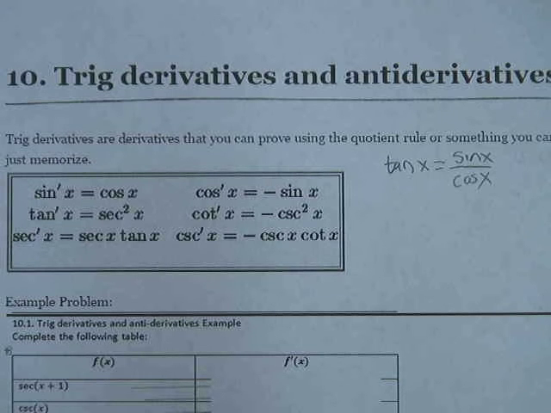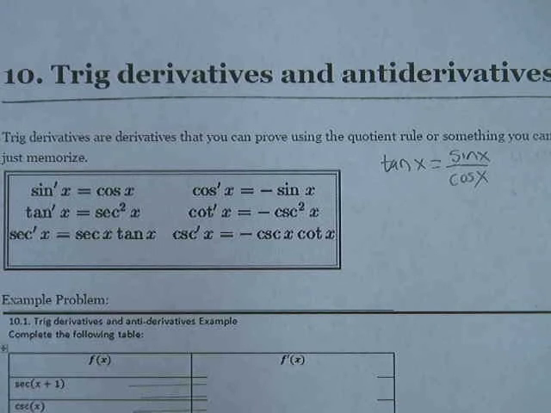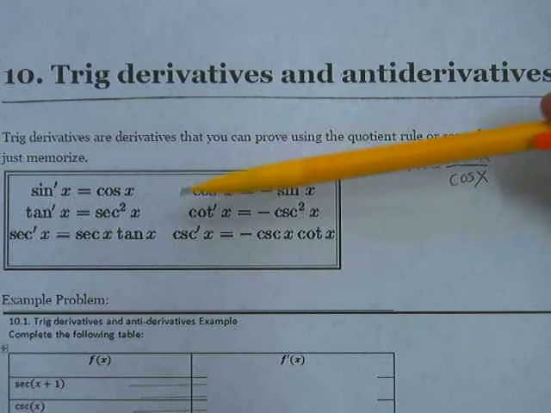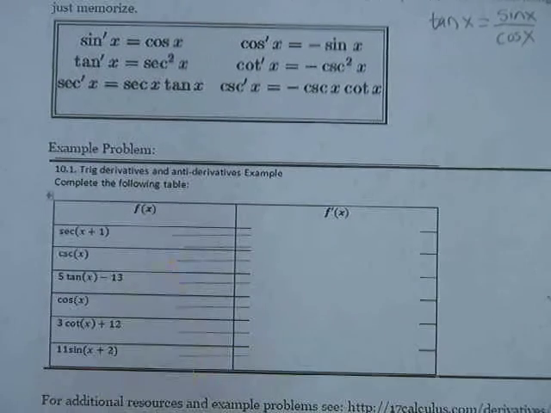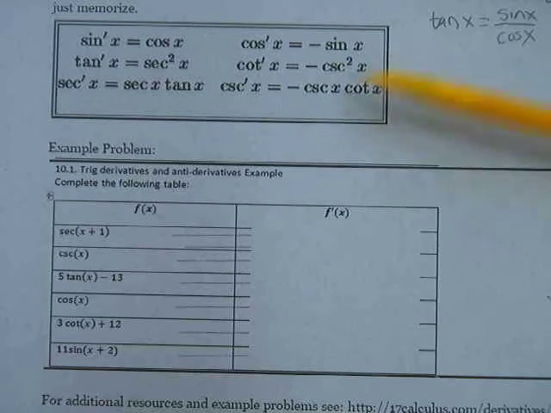Section 10, trig derivatives and antiderivatives. Now, this is the table of things you need to know for trig derivatives. And the example problem on my site also shows just the derivatives going one direction. You're just kind of plugging in stuff. What's useful in this section is it is useful to memorize these.